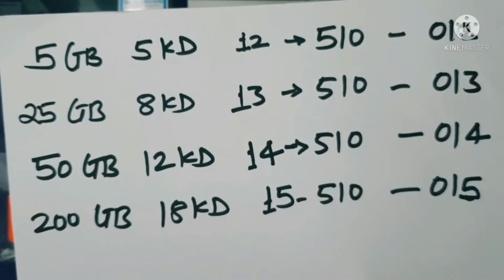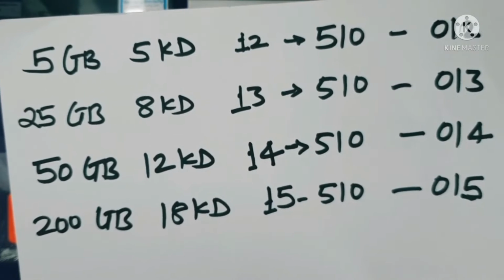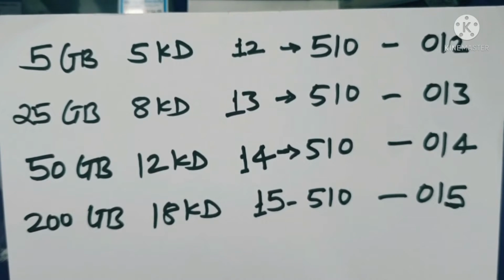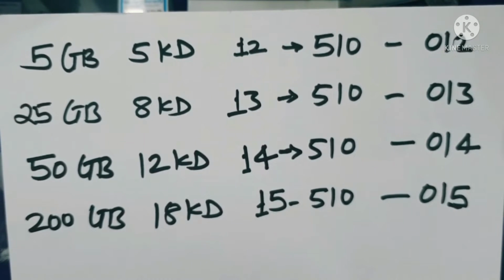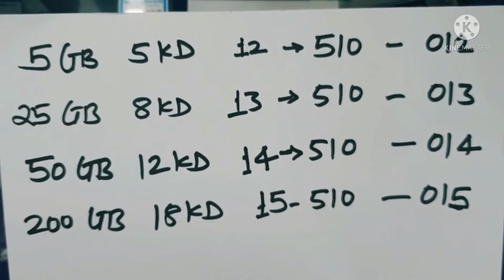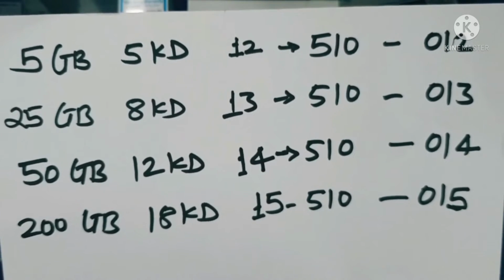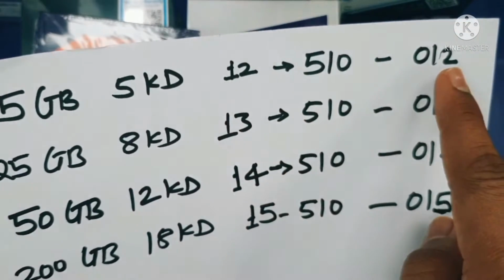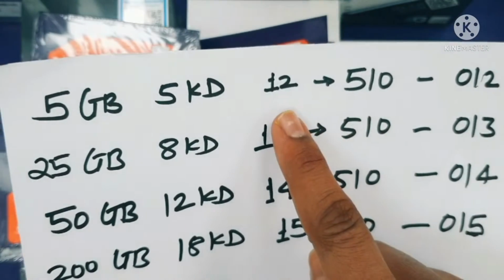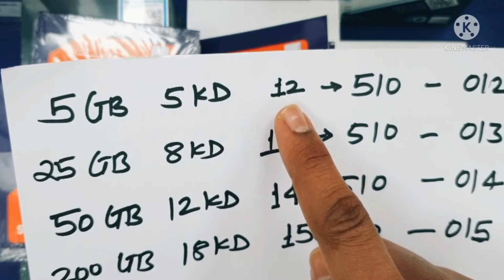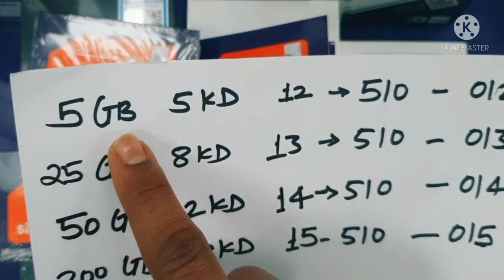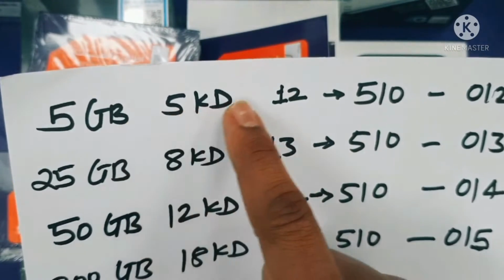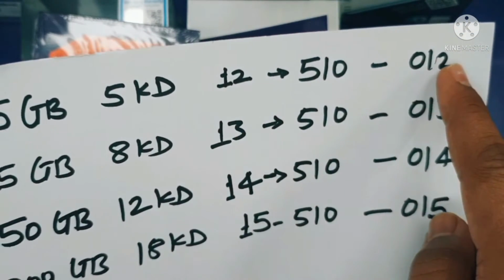And now I'm showing you how to activate and deactivate a data bundle on STC. See guys, you can see 5 GB, 25 GB, 50 GB, 200 GB, 5 KD, 8 KD, 12 KD, 18 KD. Okay, how to send, where to send and how to deactivate. This is to activate, this is to deactivate. By chance, the first time you buy a new SIM card and add the 5 GB plan, and then you want to go with the next plan, you have to deactivate the first plan by sending 012 to 510.